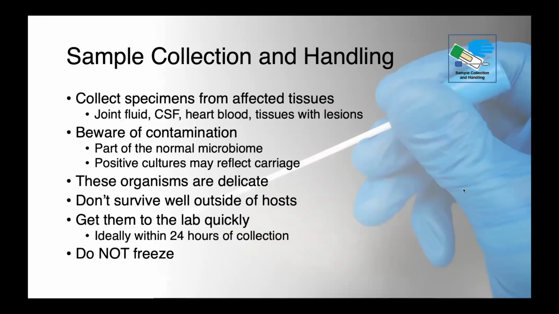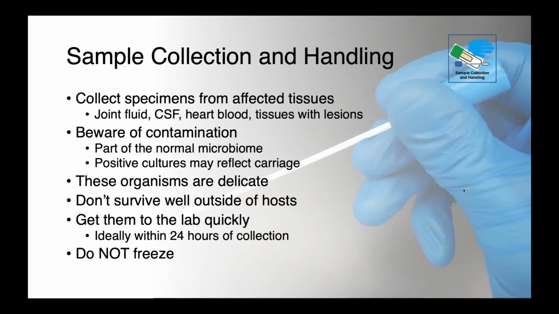Samples to collect, specimens from affected tissues. So joints, CSF, heart, blood, or any tissues that you can find lesions on. With Histophilus and Glaesserella, you need to be aware of contamination. This is a part of the normal microbiome, and so you want to make sure that you aren't simply detecting colonized animals. Positive cultures may reflect carriage. These organisms are delicate, and so you need to collect your samples quickly and send them off to the lab as fast as possible, ideally within about 24 hours.